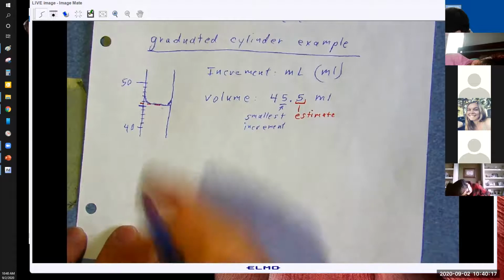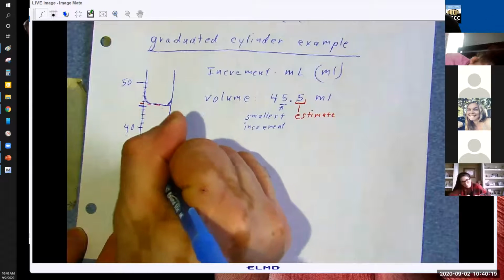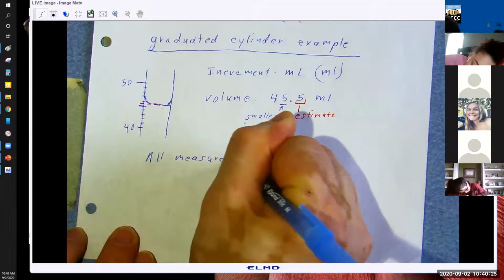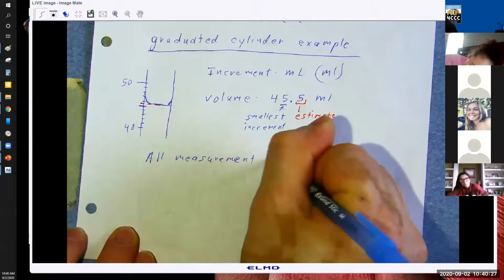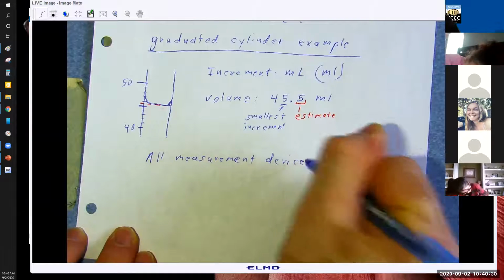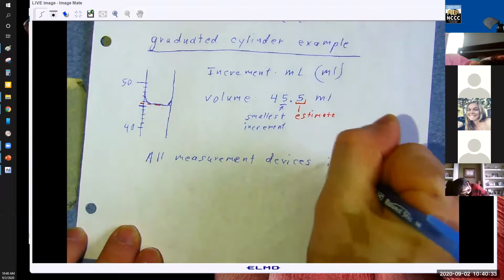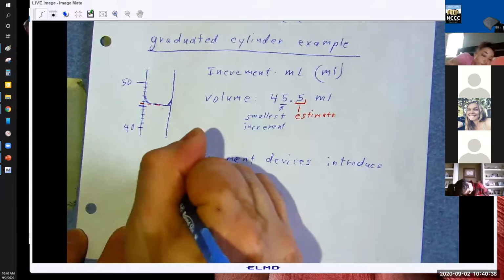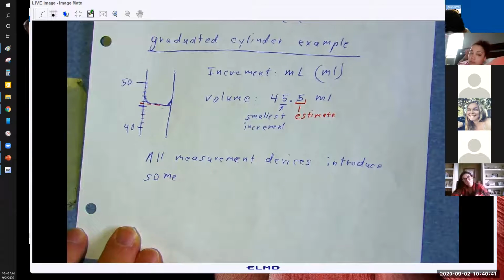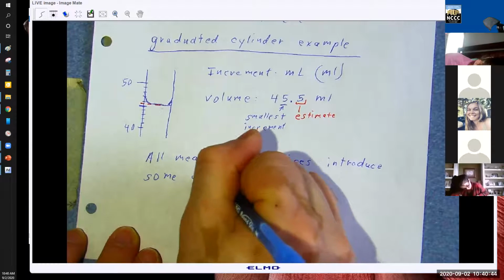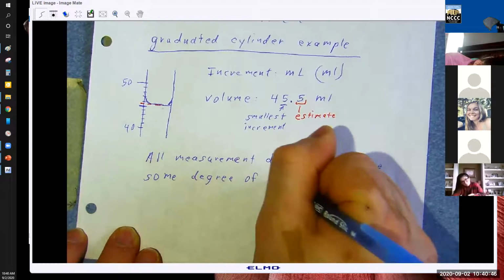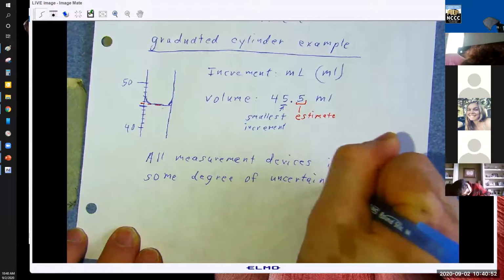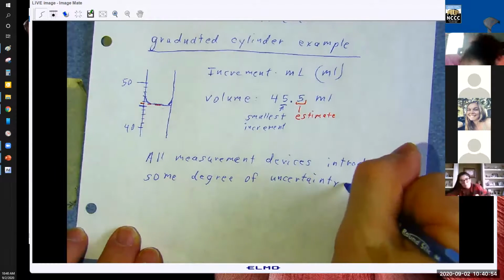Yeah, and then to summarize basically what I said up there, all measurement devices introduce some degree of uncertainty.